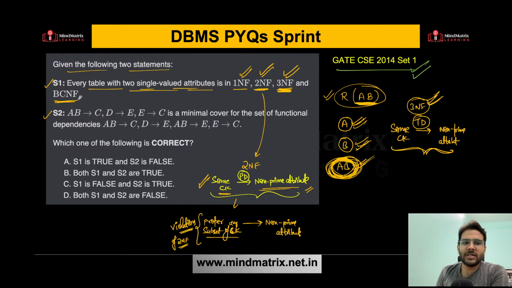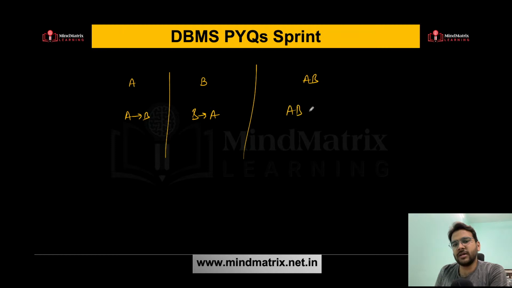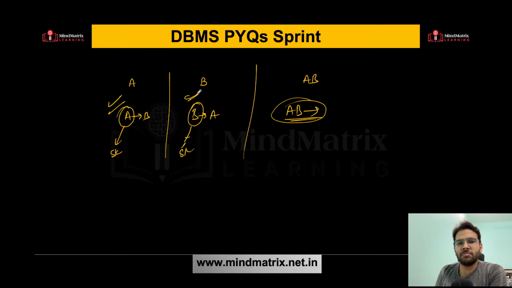And what about BCNF? See, either A is a key, B is a key, or AB is a key. If A is a key, that means A determines B. If B is a key, that means B determines A. If AB is the key, that means AB is my super key or candidate key, and AB determines AB only. Here also this is my super key. So yes, it is in BCNF.